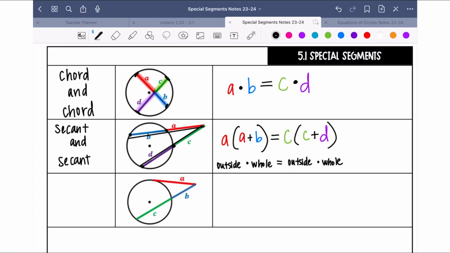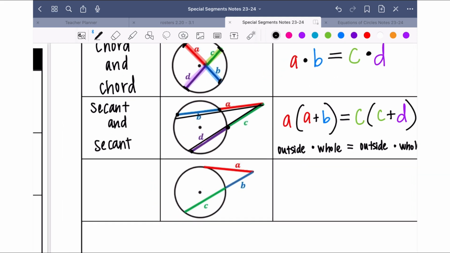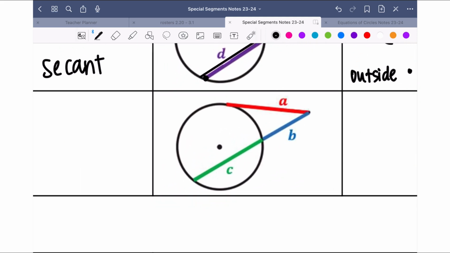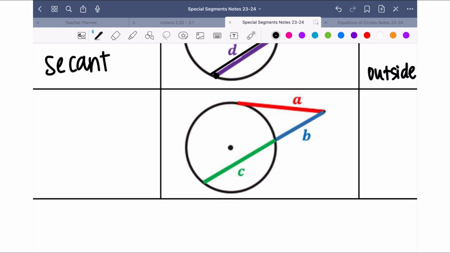We're now going to start the last scenario for our special segments in our circles. And we're going to look at the picture here to do our last scenario. And remember, we were doing segments. So what segment crosses the circle only one time? This top segment, A. What do we call that one?